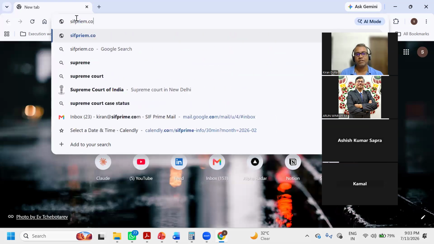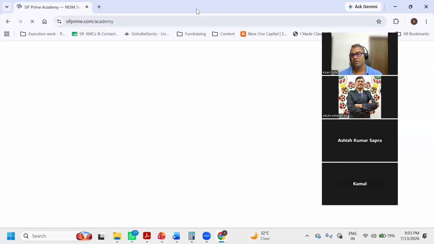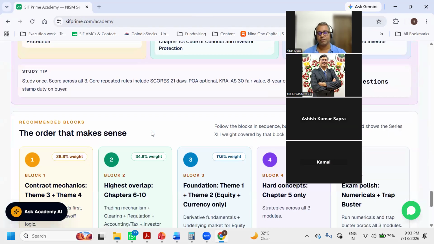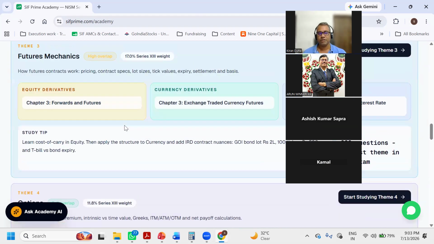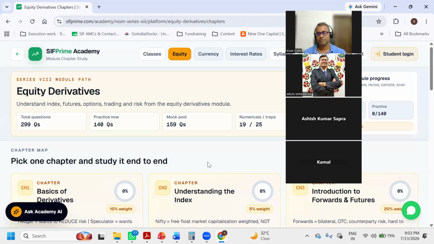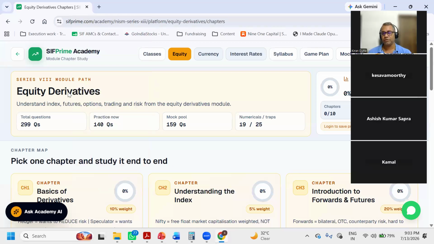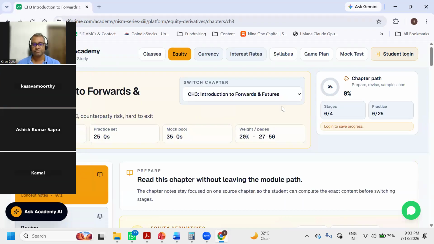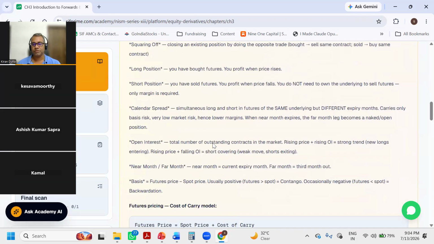See, first of all, whatever we are teaching, just go through this process. Primarily, this is what we have done. We have divided into themes, and this is what we have studied. For example, if you go here, start equity derivatives. If you want to go to the forwards and futures, which we have already completed, you can go through the key terminology here.